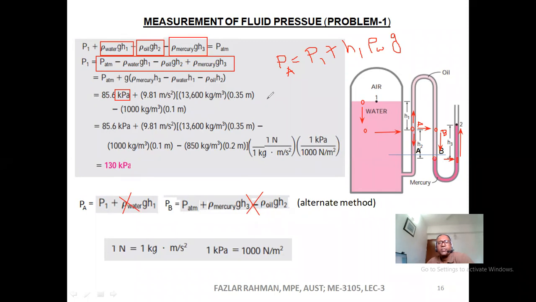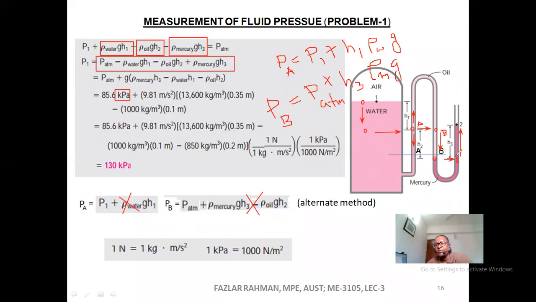So at point B, equal to, you start from here, P atmospheric pressure at point 2. So P ATM. Then from point 2 you are coming down H3. So it will be plus H3 rho mercury into G.